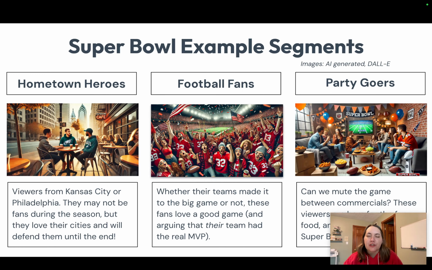You market to them a little bit differently. So you're going to focus on the football aspect. You're going to focus on the stories of the athletes. You're going to focus on ticket sales and gear versus the hometown heroes. They don't really want tickets. They probably don't want a jersey, but the football fans do. That's what they would respond to.